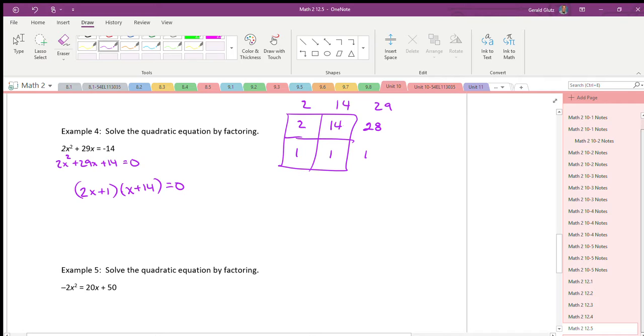So now that I have the two factors, I can use the zero product property and set each factor equal to 0. So 2x plus 1 equals 0, and x plus 14 equals 0. So this one's easy, just subtract 14 on both sides and you get x equals -14. This one you got to subtract 1 on both sides and get 2x equals -1, divided by 2, and x equals -1 over 2. If I'm going too fast at any point, make sure you are pausing the video because I know I'm going kind of fast over some of these parts.